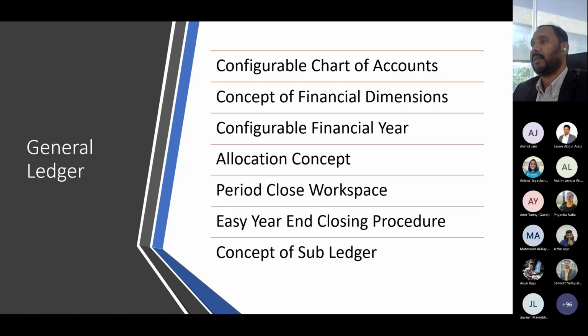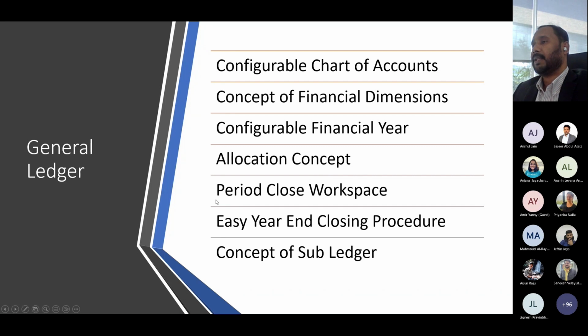So you cannot allocate that one at the time when we are booking an expense. But later on, when the period or the month comes, you would like to allocate these expenses to different business units so that we will get an accurate P&L. So we can use the allocation concept for that.